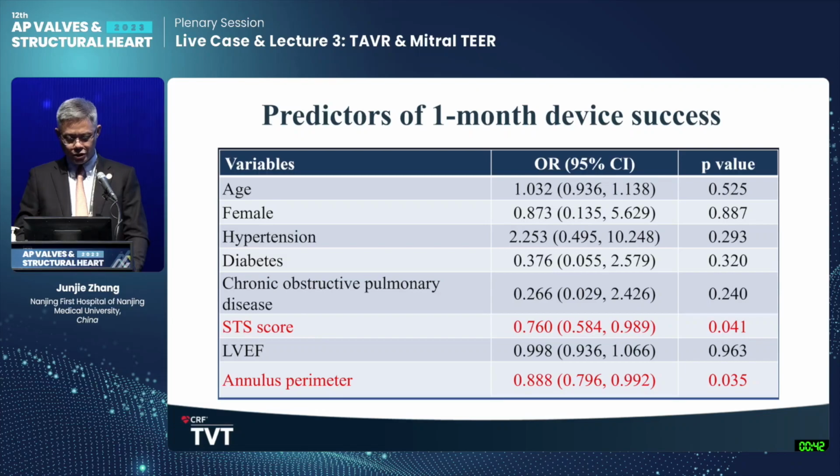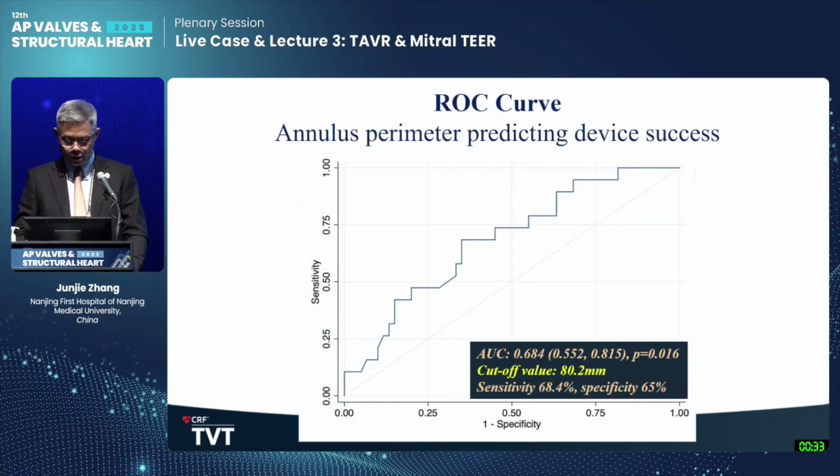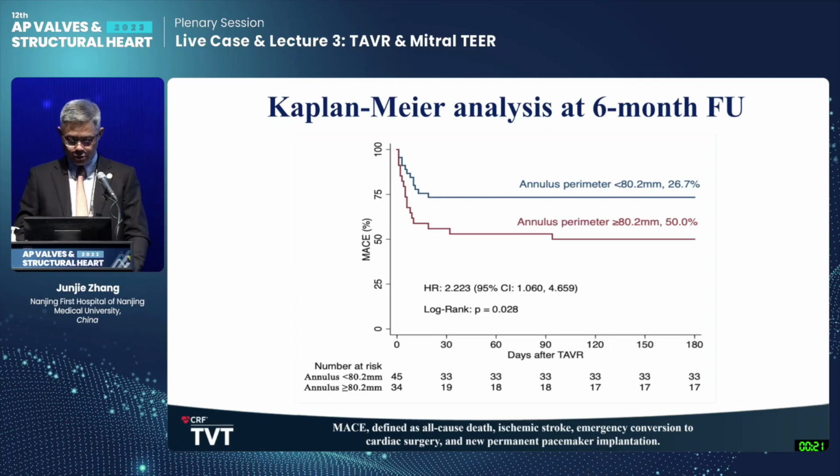In terms of predictors of the 1 month device success, there are two predictors. One is the STS score, another is the aneurysm parameter. After ROC calculation, the aneurysm parameter predicted the device success. The cutoff value was 80 millimeter. According to the cutoff value, the group is divided into two groups, the big aneurysm group and the small aneurysm group. Compared with the big aneurysm type, small aneurysm is associated with a lower rate of MACE at 6 months follow-up, which mainly occurred in hospital.